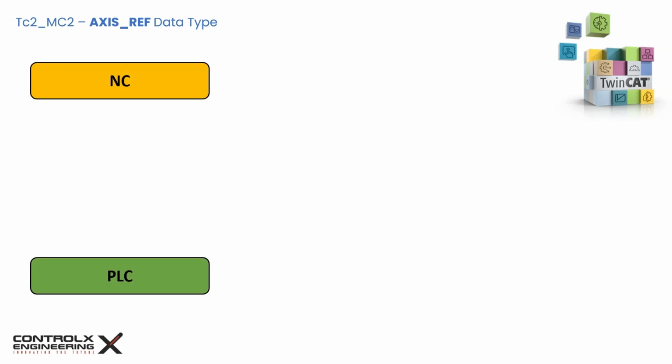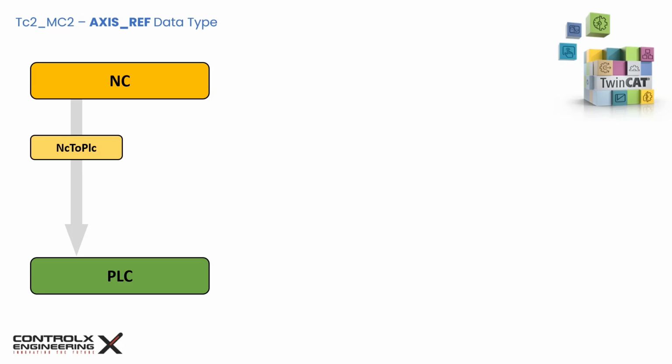The axis ref data type contains NC information about the axis. Axis ref provides an interface between the PLC and the NC to cyclically exchange notification and control data between the two. Using the NC to PLC data structure, the motion control function blocks in the PLC communicate with the NC to receive notification or status information. This data structure is automatically placed in the input process image of the PLC. The NC to PLC structure contains all the main state data for an axis.